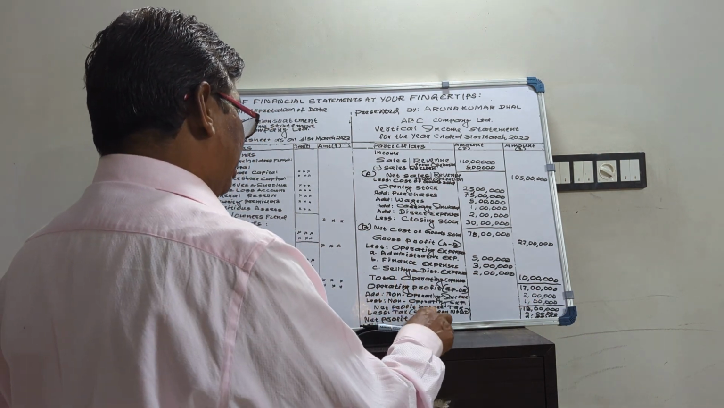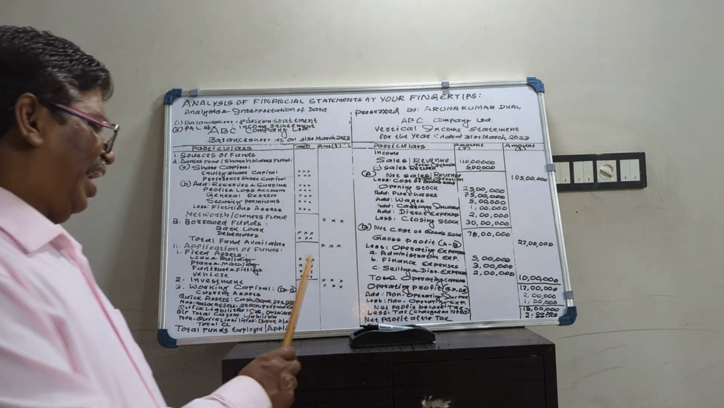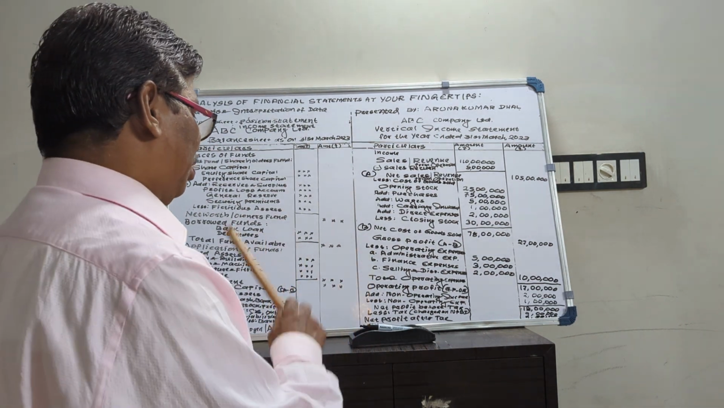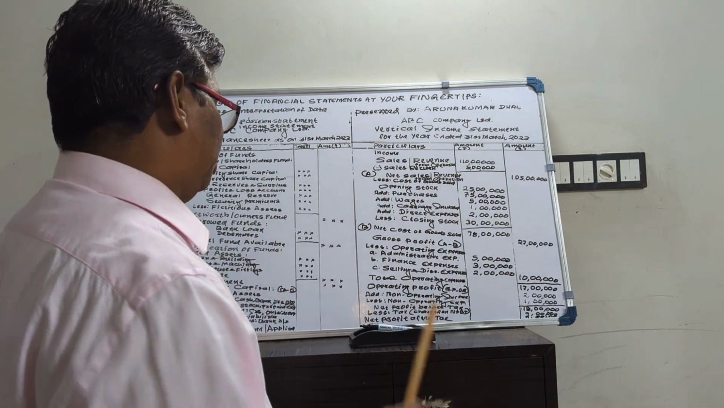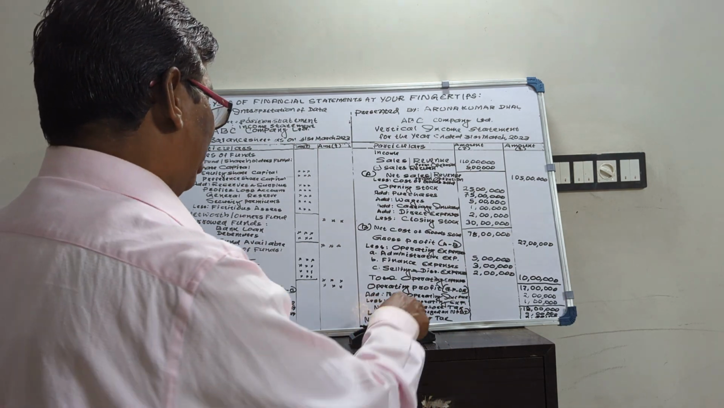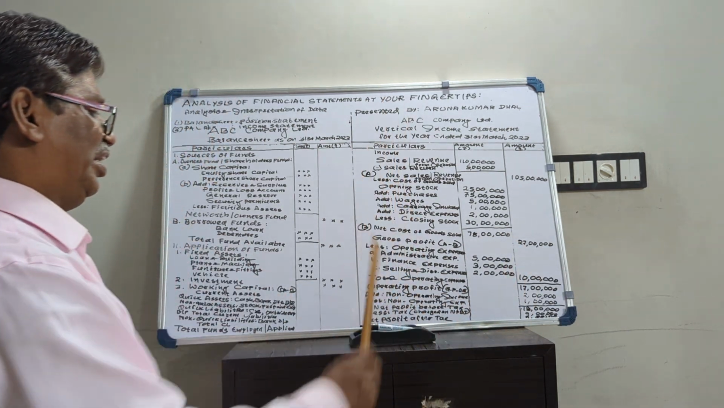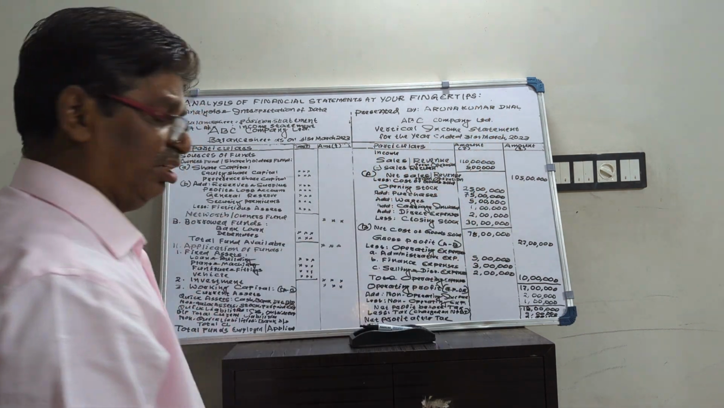We will get net profit before tax 18 lakh. So tax provision is presumed at 50%, that will be charged on net profit before tax. So 50% on 18 lakh is 9 lakh. So net profit after tax of this company is 9 lakh for the period ended 31st March 2023.